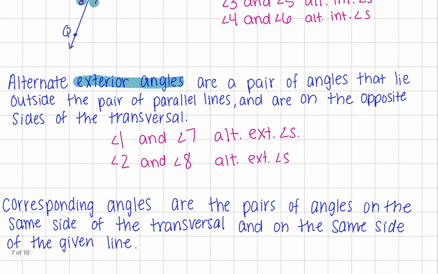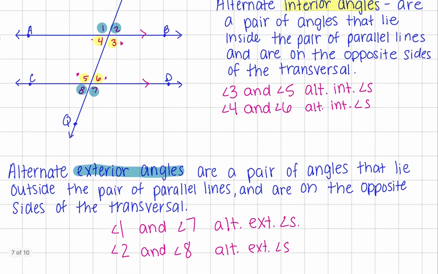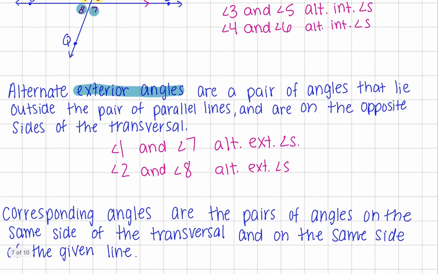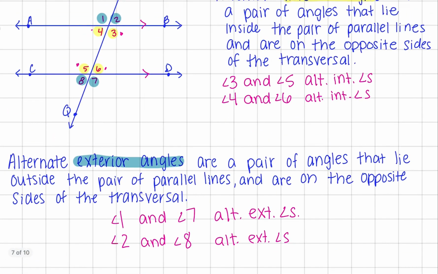And the last one we have are corresponding angles, okay, are the pairs of angles on the same side of the transversal, but on the same side of the given line. Okay, so corresponding angles, they're on the same side. So if this is the transversal, they're on the same side. So we look at these ones. Okay, so let's look at the left side of the transversal. Okay, and as it says, they are on the same side of the given line.